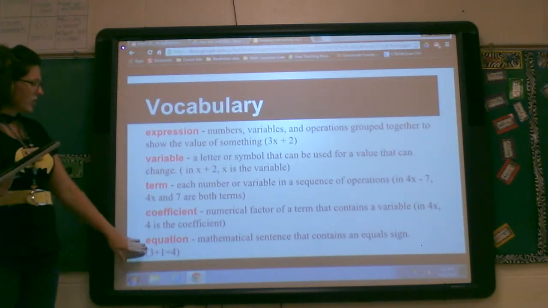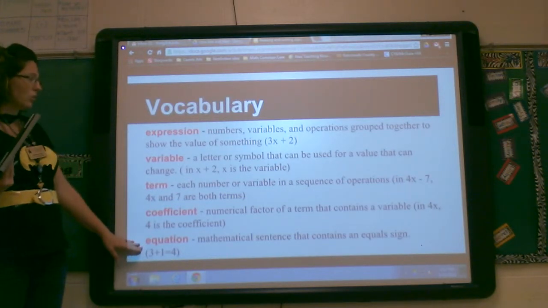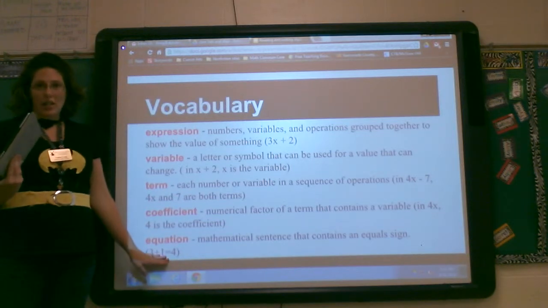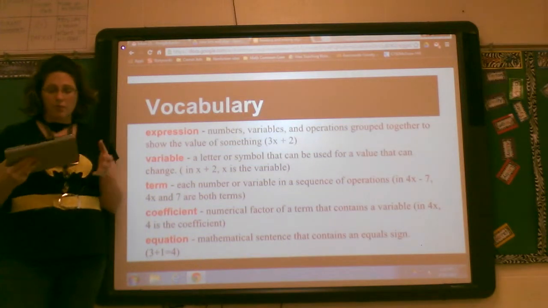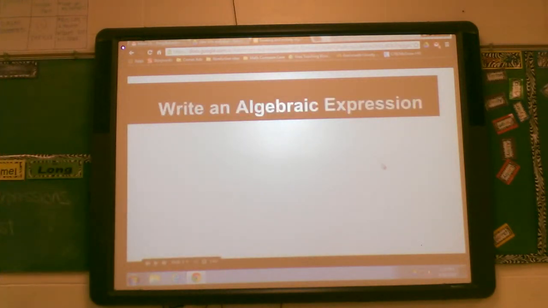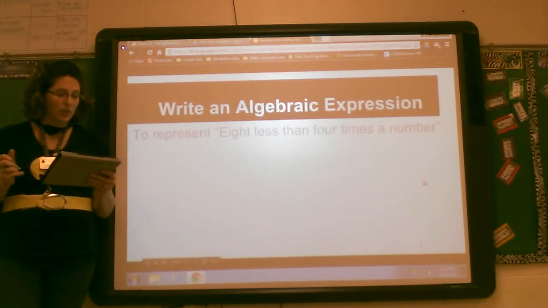Now, expressions and equations are basically the same thing. They are both mathematical sentences. However, your equation will have an equal sign in it, and that is the difference between an equation and an expression. Okay, so now let's move on, and we are going to talk about how to write an algebraic expression. We've been using these with order of operations, but now we're going to learn how to write them.